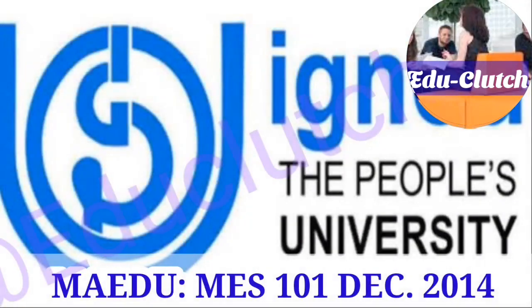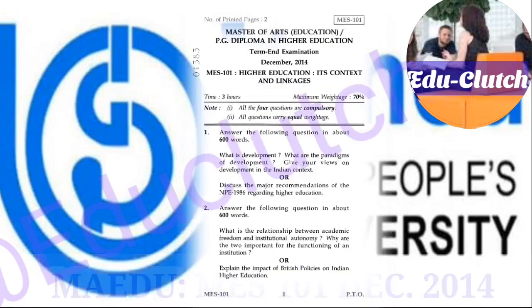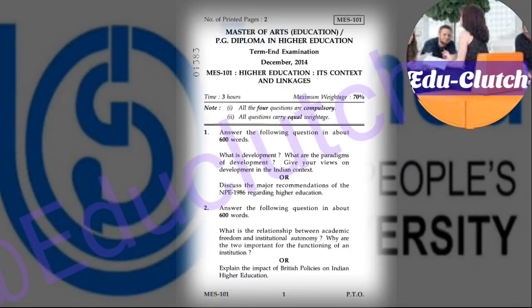Now let us see another sample paper for MES 101, that is MAEDU, Master of Arts in Education from IGNOU. This paper is TEE, that is Term End Examination, conducted in December 2014. And the pattern is the same. First question is, what is development? What are the paradigms of development? Give your views on development in the Indian context.